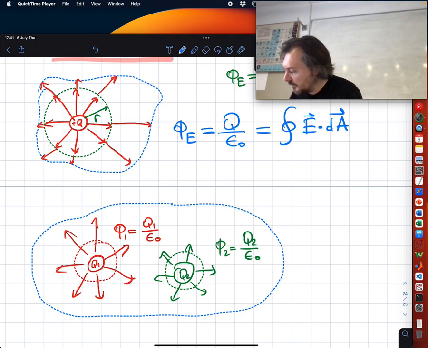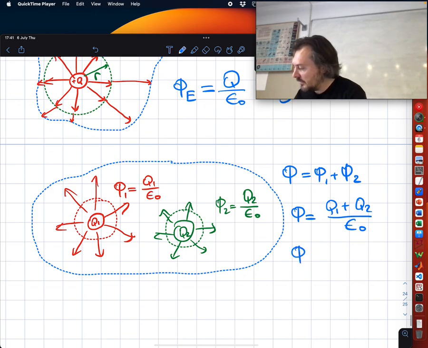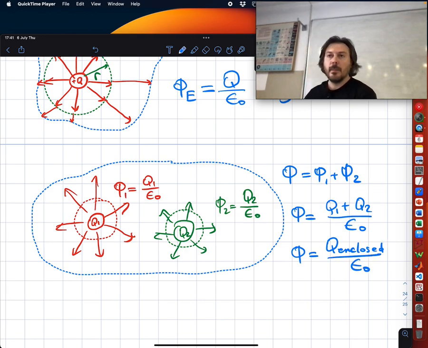phi 1 plus phi 2, which means flux is going to be Q1 plus Q2 over epsilon 0. In other words, it's going to be Q enclosed over epsilon 0. Okay?